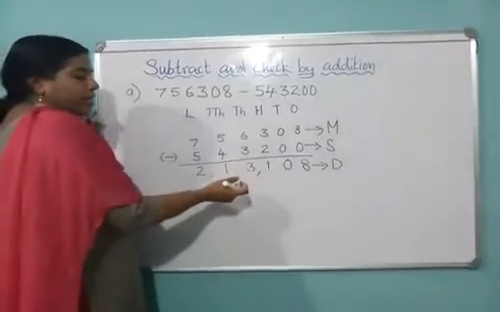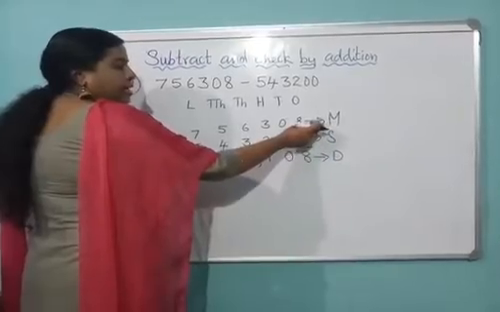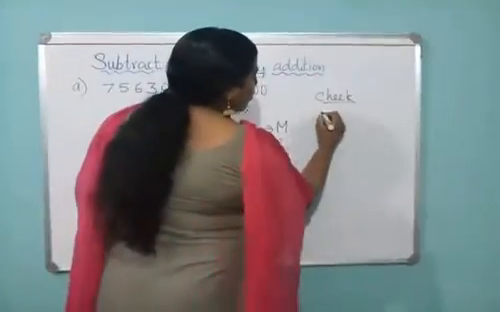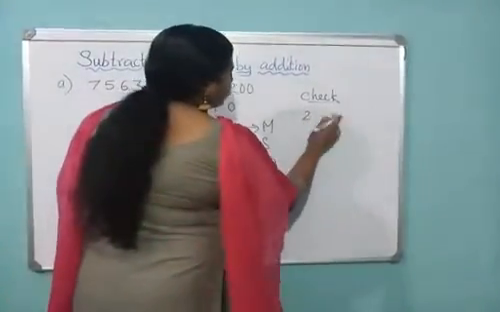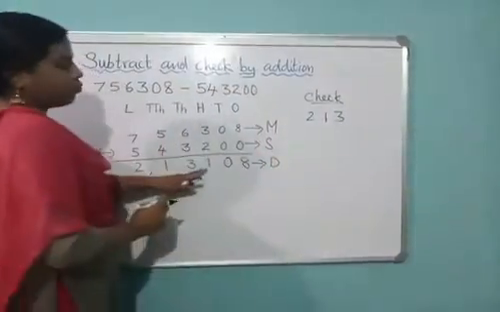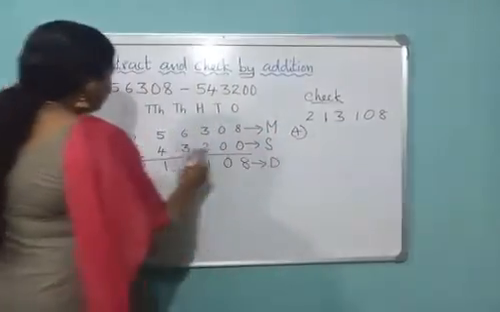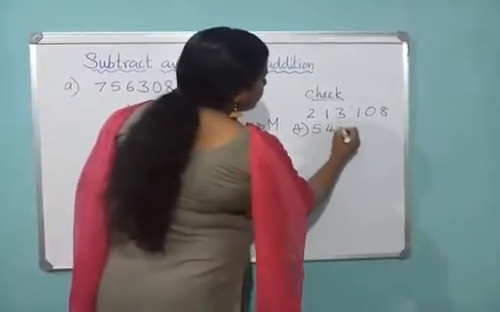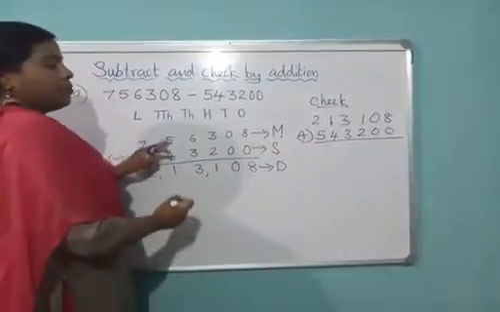If you want to check the answer, if we add the difference and the subtrahend, you should get the minuend. Look here. Here the difference is 2,13,108 plus 5,43,200. If you add these two, we should get the minuend.